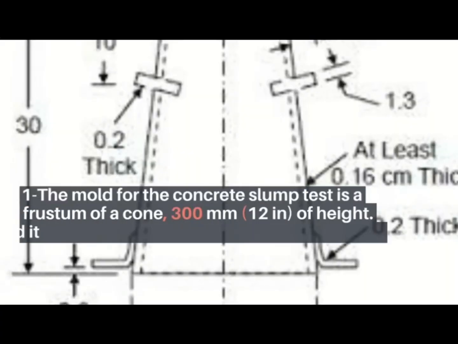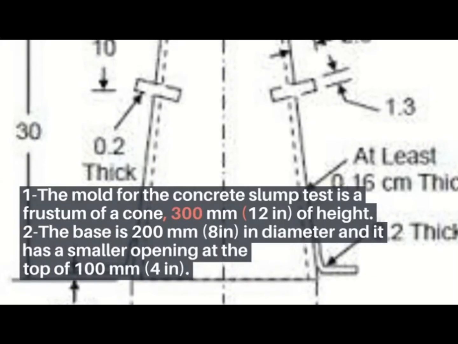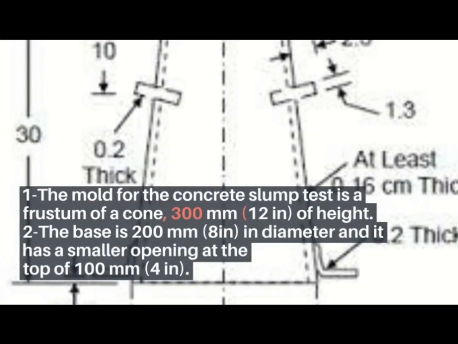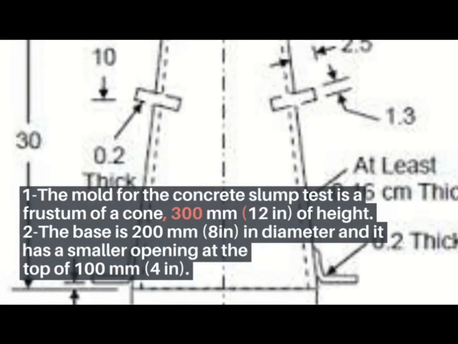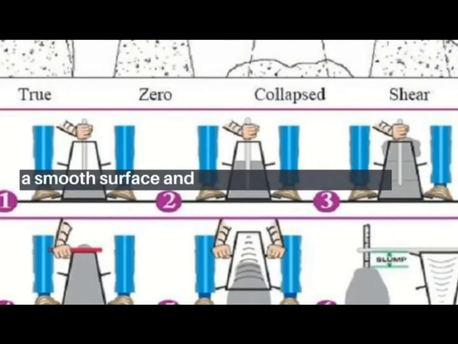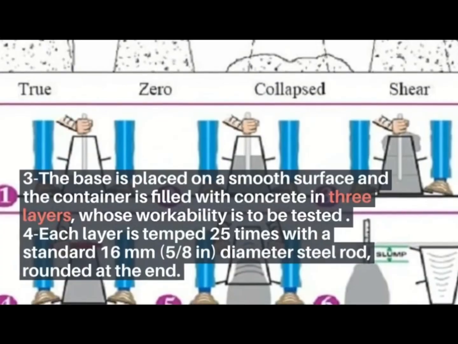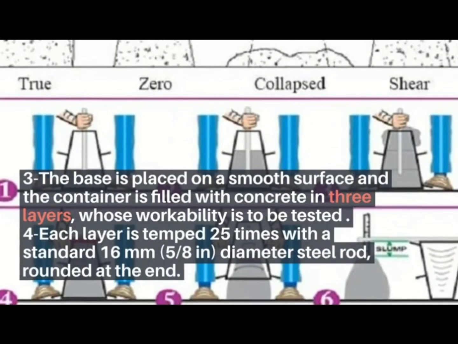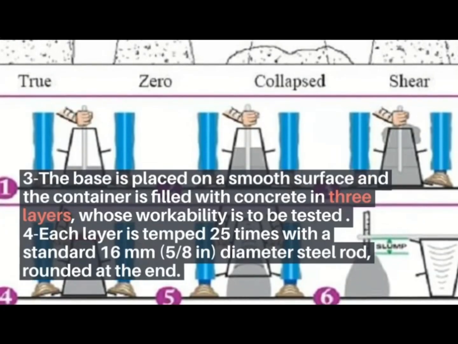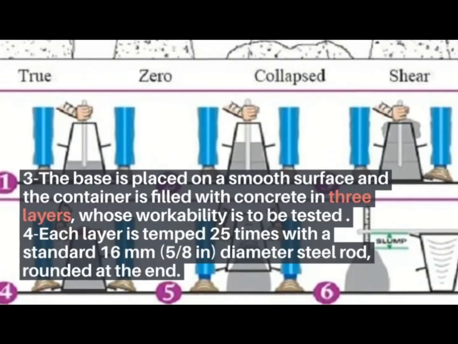1. The mold for the concrete slump test is a frustum of a cone, 300 mm (12 in) in height. 2. The base is 200 mm (8 in) in diameter, and it has a smaller opening at the top of 100 mm (4 in). 3. The base is placed on a smooth surface and the container is filled with concrete, whose workability is to be tested, in 3 layers. 4. Each layer is tamped 25 times with a standard 16 mm (5/8 in) diameter steel rod, rounded at the end.